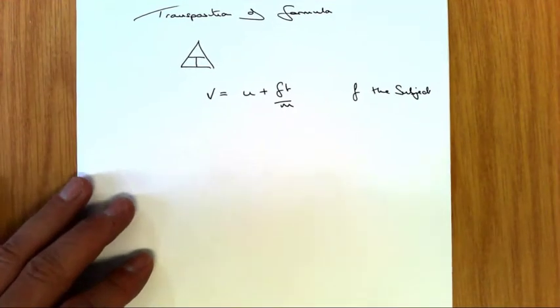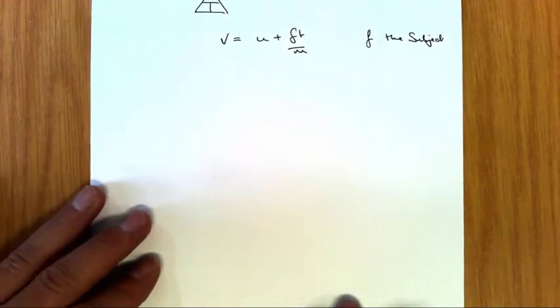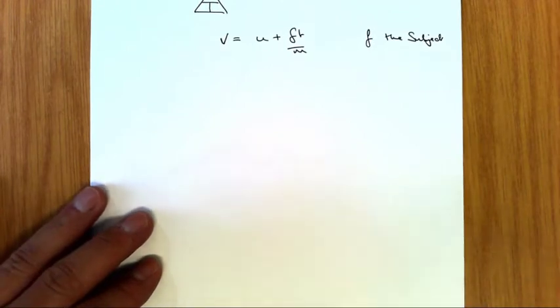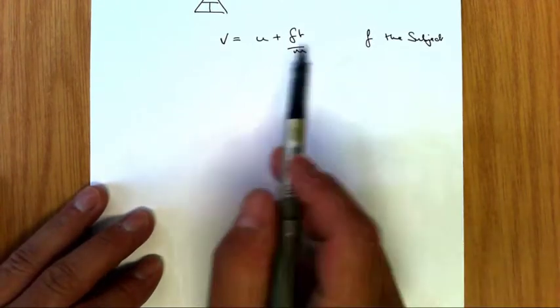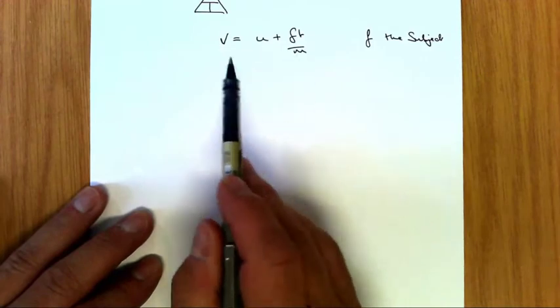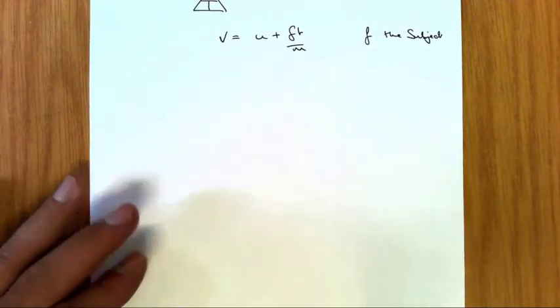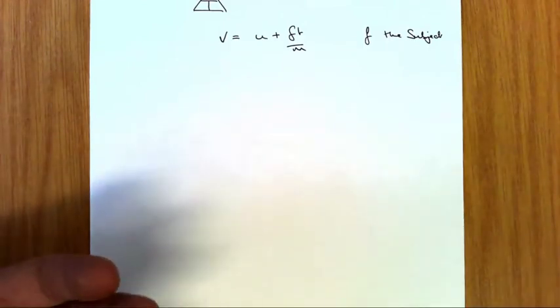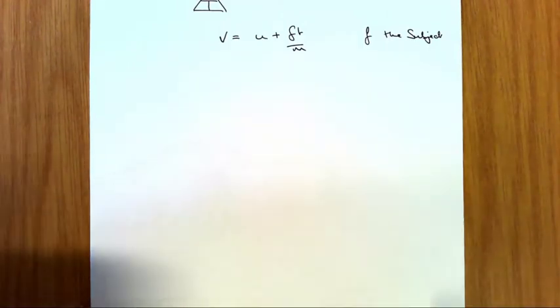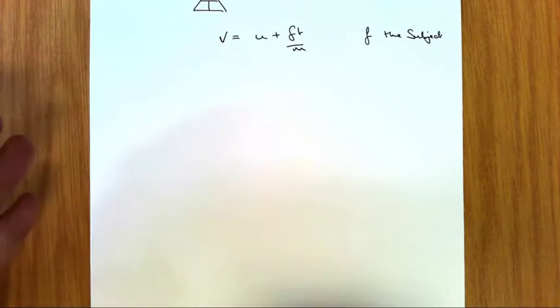Okay, so how are we going to go about this? Well, we've got our formula. We want to make F the subject. So we need to move the things around in this formula so that we've got F on its own. Now remember, when you're doing equations, whatever you do to the left hand side or the right hand side, you have to do to the other side. You can't just do it to one side, it has to be done to both.